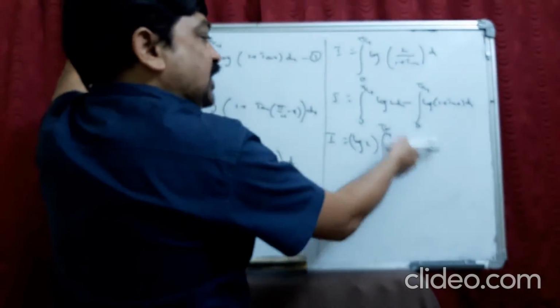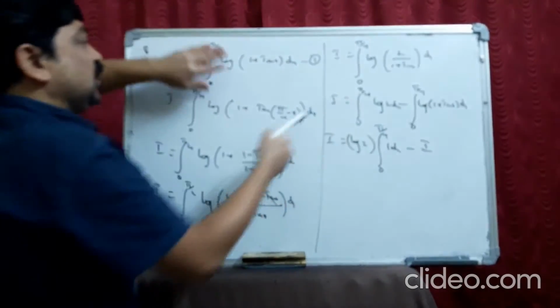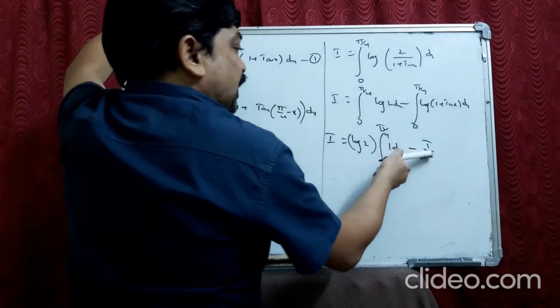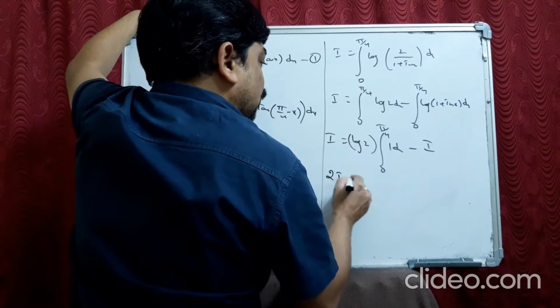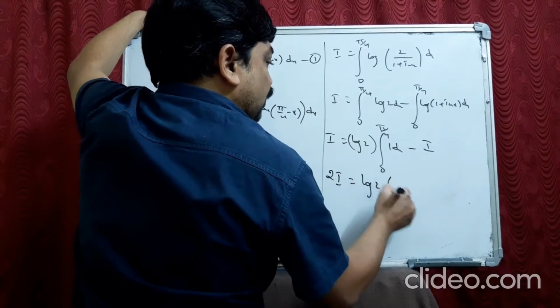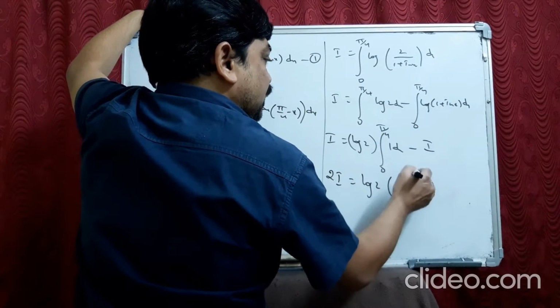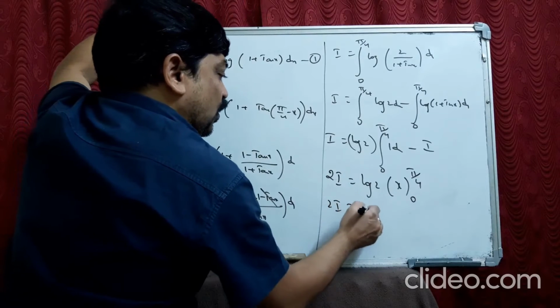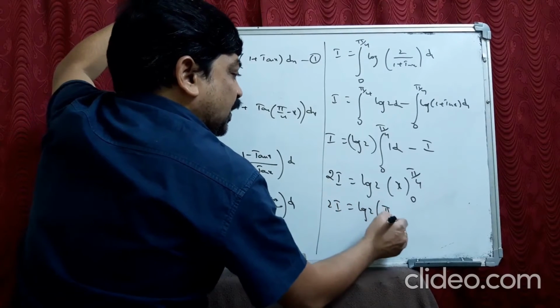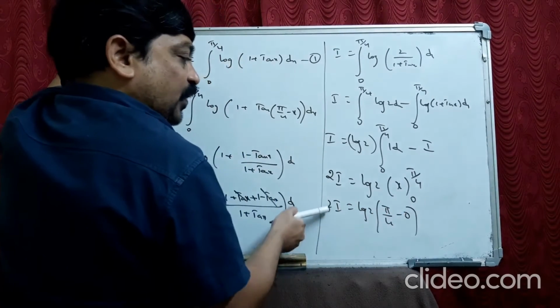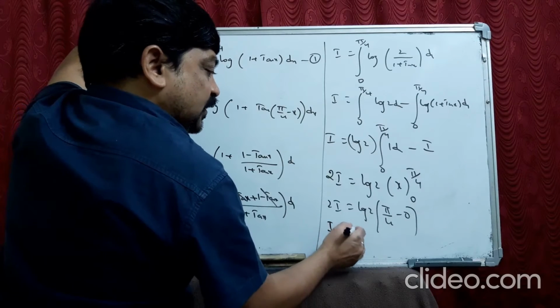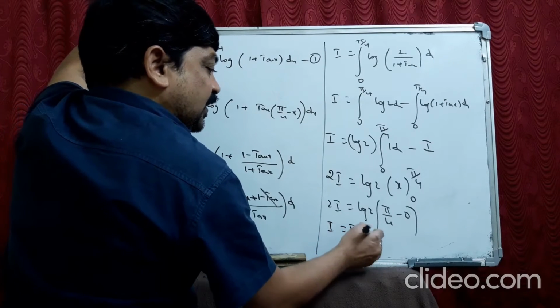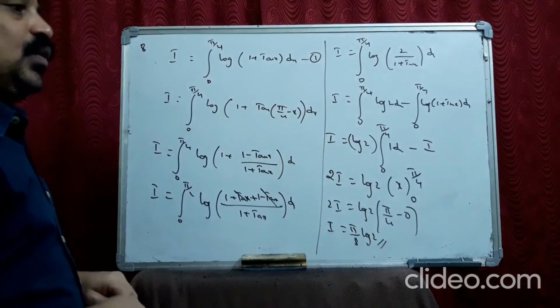This last term is minus I because it is the given question. Bring this minus I here, it becomes 2I. Log 2, integration of 1 dx is x from 0 to pi by 4. So 2I is equal to log 2 times (pi by 4 minus 0). When you bring 2 here, I is equal to pi by 8 log 2. Okay.